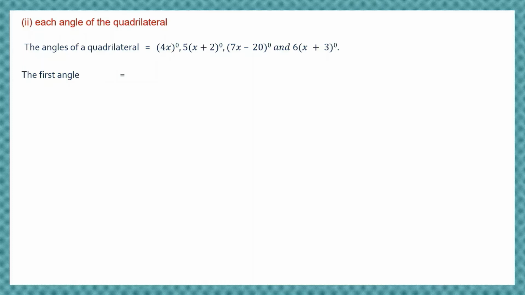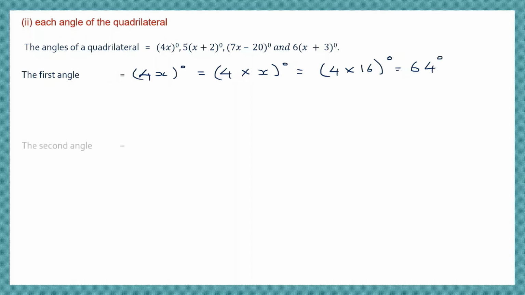So the first angle is 4x degrees. This means 4 into x degrees, and we found out x to be 16 degrees. So 16 4s are 64 degrees. So the first angle is 64 degrees. So the second angle now given to us is (5x plus 2) degrees.